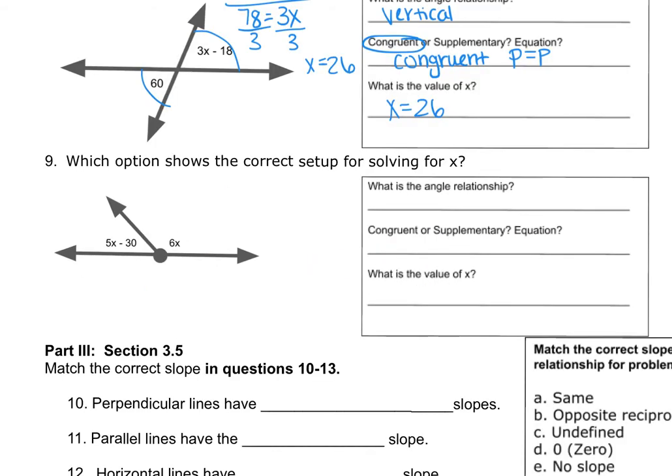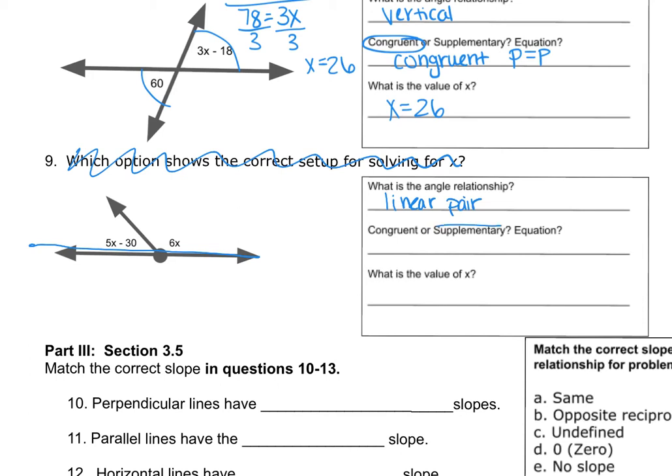All right, next one, number 9. This question is wrong here. That's not what it's asking for. We're still looking for the same things in that box over on the right side. They said, what is the angle relationship? Both of those angles make this straight line down here together, and we would call that a linear pair.